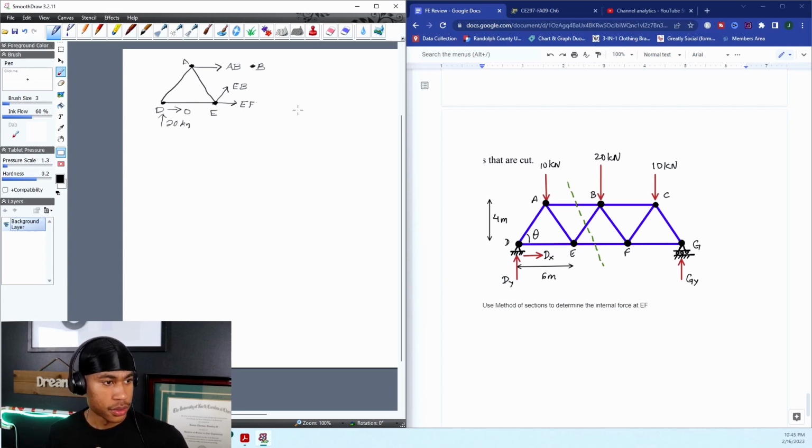All right. Next, what we want to do, and keep in mind our distances, 4 and 6. So now what we want to do is we want to find the, oh, and I forgot my horizontal forces. We got one coming down, and that one's 10 kilonewtons, and we got one coming down here, and that one's 20.